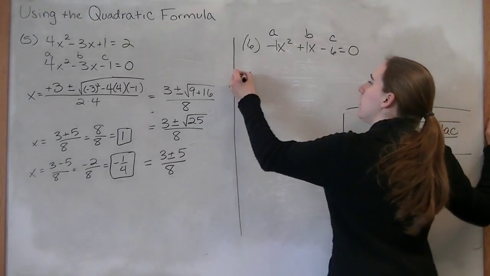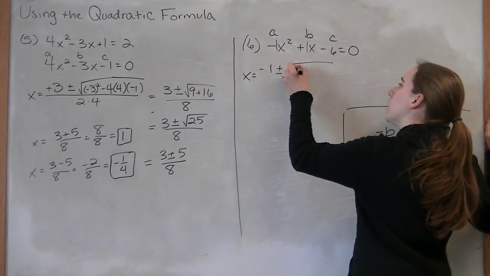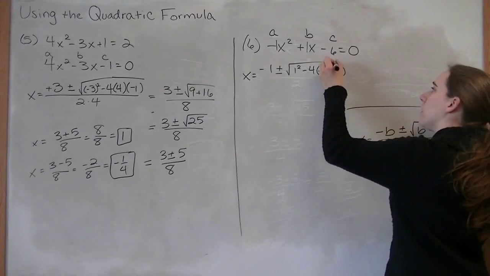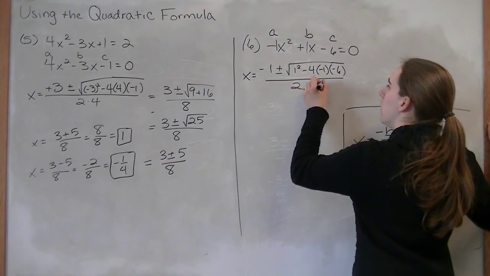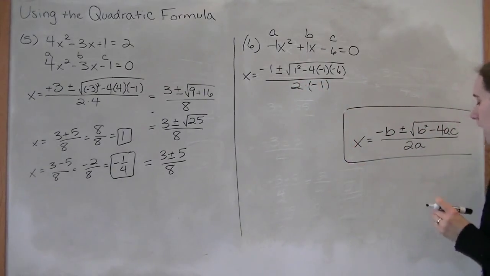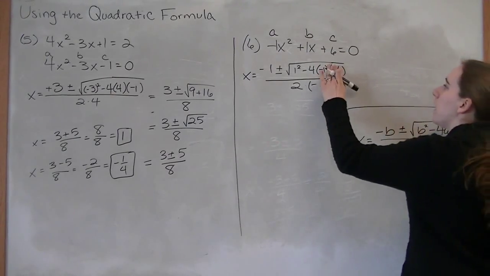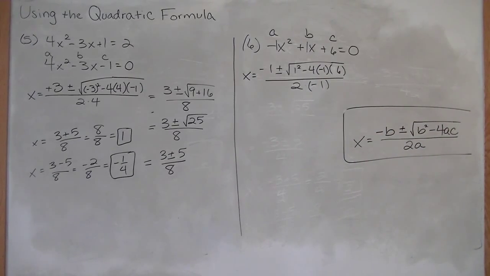So let's go ahead. So x equals the opposite of 1 plus or minus the square root of 1 squared minus 4 times negative 1 times negative 6 all over 2 times negative 1. Actually, this should be a plus 6. So c is going to be positive 6. Otherwise, we're actually going to get a negative number in here. So if that had been a negative 6, we know that since this would be negative, there'd be no real solution. But we want real solutions this time, so we're going to use a plus 6.